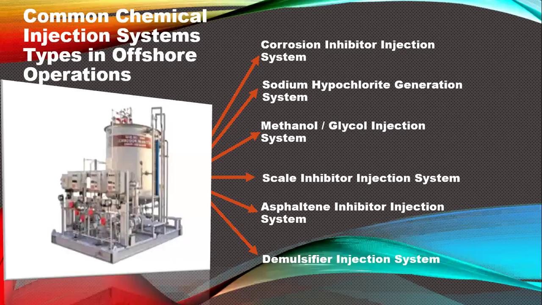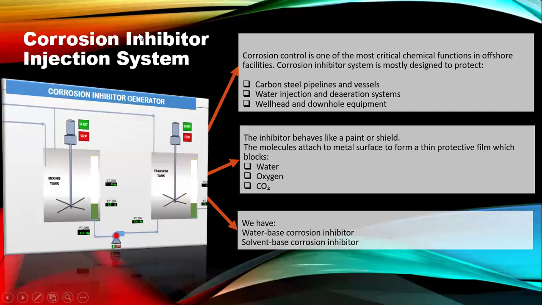So we also have the demulsifier injection system. We'll be talking about this one for separating water from your crude. Okay, so we're going to talk about these one after the other. The first one is your corrosion inhibitor.